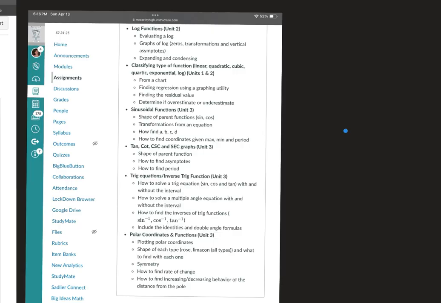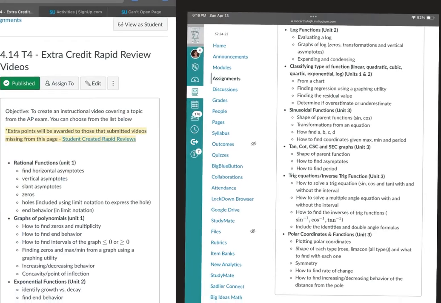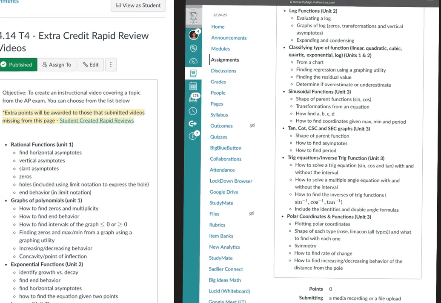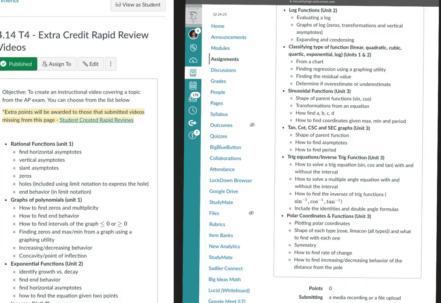Sinusoidal functions, the tan, cotangent, cosecant, and secant graphs, trig equations, inverse functions, and lastly, polar coordinates and functions. So if you want the extra credit, and obviously this is twofold, it helps you review that specific content, but it also gives you some extra credit points. This will be test points added onto your test average. So I put it at a 0 because it's going to go into your test category and it will just add onto your test total, okay?